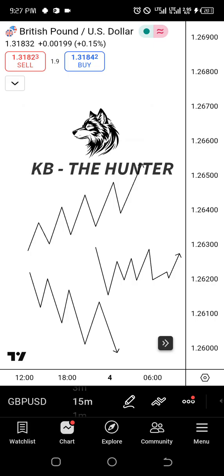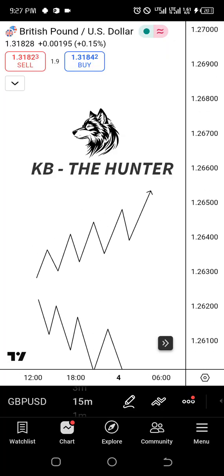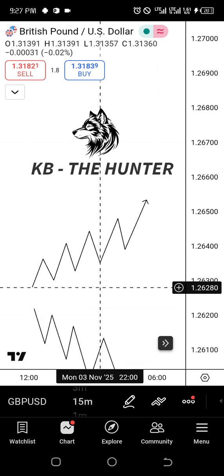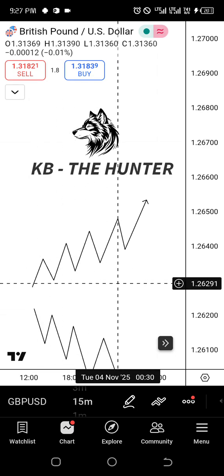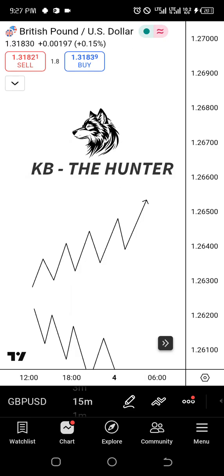Consolidation just means the market being stagnant, so it won't look as perfect as this. Now, in an uptrend, what makes an uptrend is something called higher highs and higher lows. Okay, give me a minute.